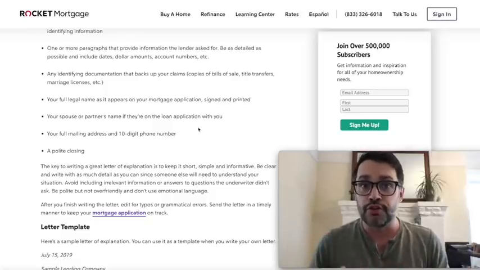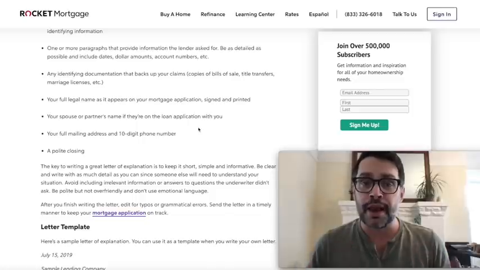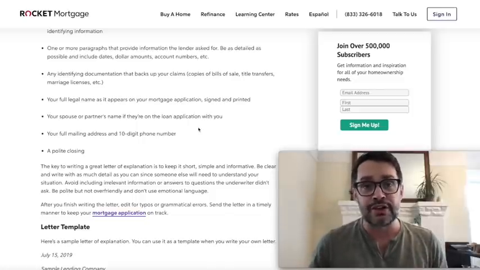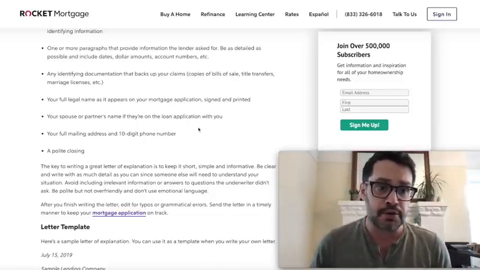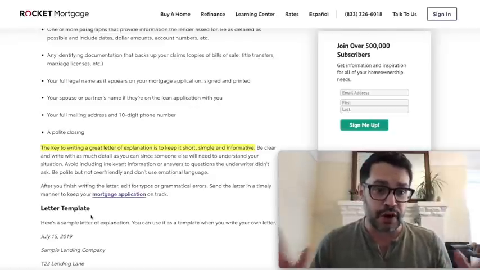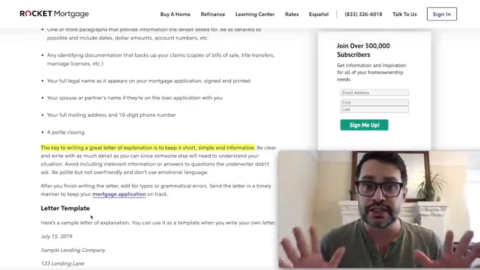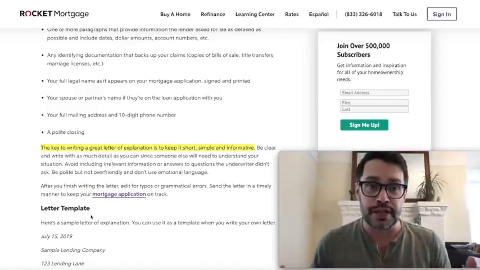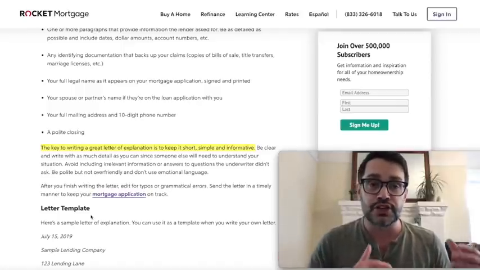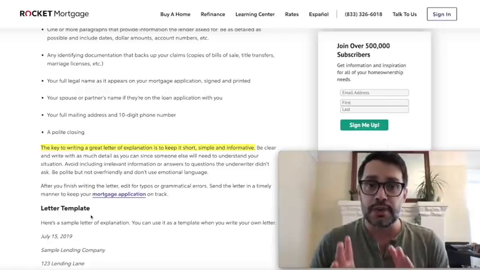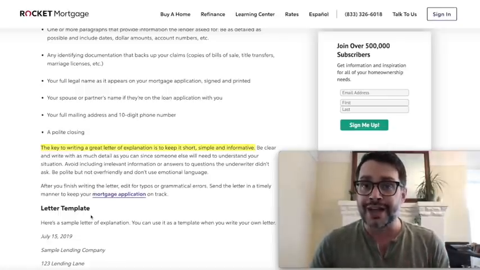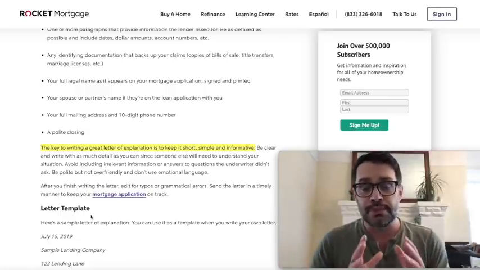Of course, your full legal name and information, your mailing address, and in the case of EIDL loans, your EIDL application number. But I want to highlight this: the key to writing a great letter of explanation is to keep it short, simple, and informative. If you've used our template in the past, you know it is very short and to the point. That's always the key. Be short and to the point.